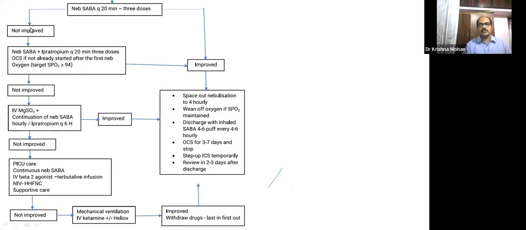Now, in the next few slides, I will... Okay. So, which is the first drug that we will use in a hospital setup? Which is the first drug that we use in a case of acute asthma? The first drug which is advised is salbutamol.